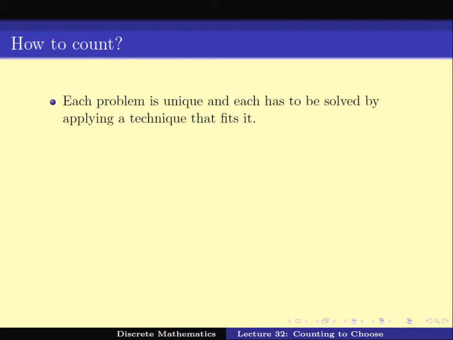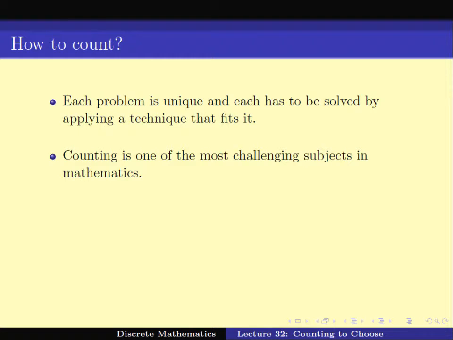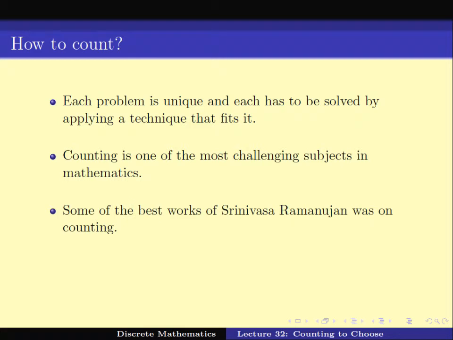Note that each problem is unique and has to be solved by applying a technique that fits it. Which technique fits which problem is not known per se. In fact, counting is one of the most challenging subjects in mathematics. Some of the best minds have worked on it. In fact, some of the best works of Srinivasa Ramanujan were on counting. We will be talking briefly on this particular aspect in one of the videos.